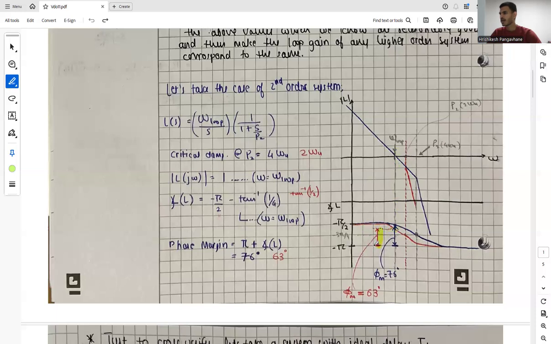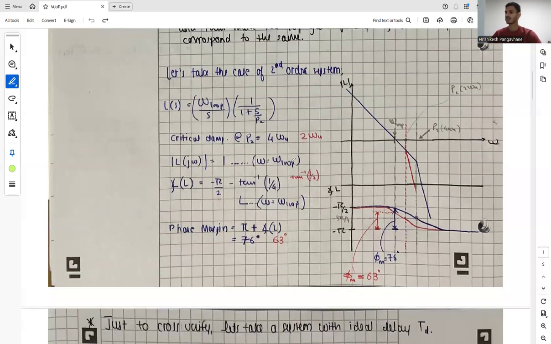So the point where we have our omega loop frequency, at this point we have our phase margin from this point to minus pi. So the phase margin comes out to be 63 degrees. So this is how our phase margin is plotted on the bode plot. And these are some facts we can talk about our second order system.